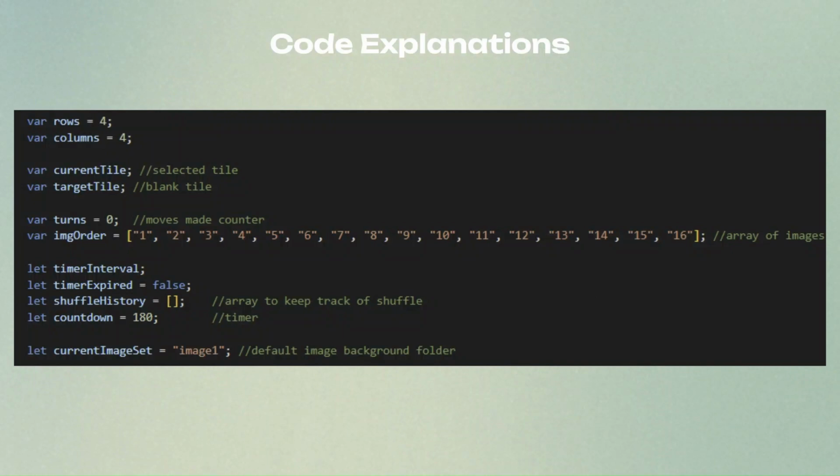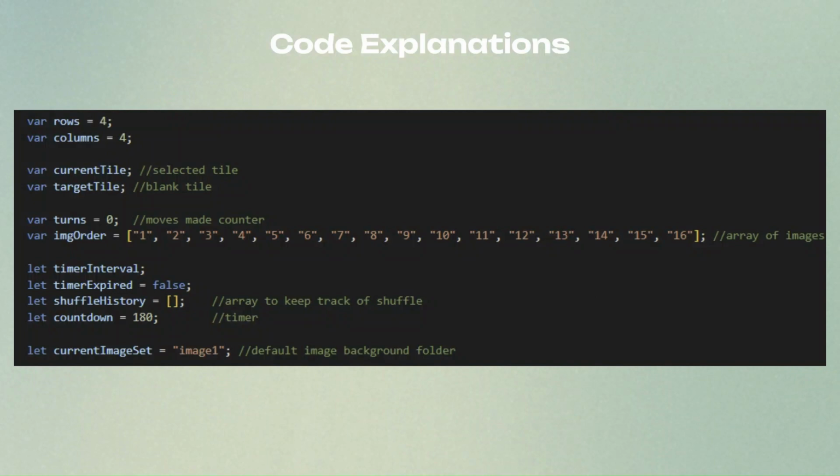At the beginning of the JavaScript file, we have several variables initialized. These variables include the grid dimensions, which are represented as the rows and columns variable, and both of these are given the value 4 because it is a 16 grid. Next, we have the current tile and the target tile variables, which are really just the selected tile and the blank tile. Then we have the turns variable, which controls the moves made counter. Next, we have the image order array, which stores a sequence of the image tiles, and we have 1 through 16.